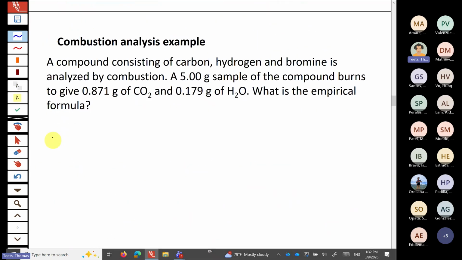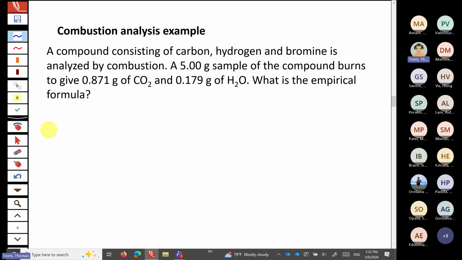Again, usually examples are the best way to illustrate a lot of this stuff. So we do combustion analysis on a compound that has carbon, hydrogen, and bromine in the formula. And we find that a 5-gram sample of the compound, when we burn it, produces 0.871 grams of carbon dioxide and 0.179 grams of water. What is the empirical formula? So that's the typical setup of a combustion analysis problem. You know how much mass of the compound you're burning, and you know how much mass of CO2 and water are produced. And those are the numerical inputs and outputs that you would get.